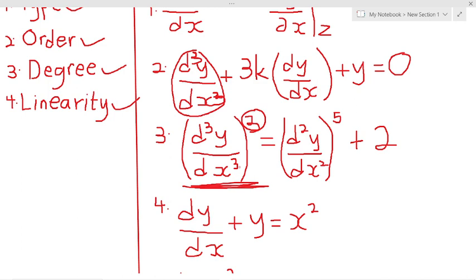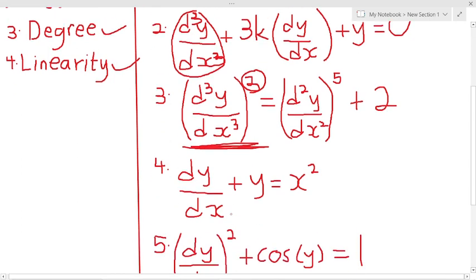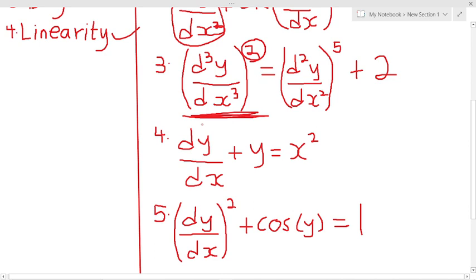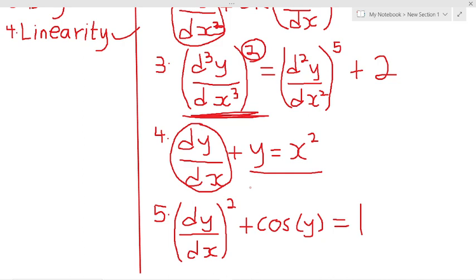So in our case, if we take this example 4, dy/dx plus y equal to x², y here becomes our dependent variable and x is our independent variable. We understand that. So we said the first condition is that the dependent variable and all its derivatives. So the dependent variable here is y, and dy/dx is a derivative of y. d²y/dx² is a derivative of y.